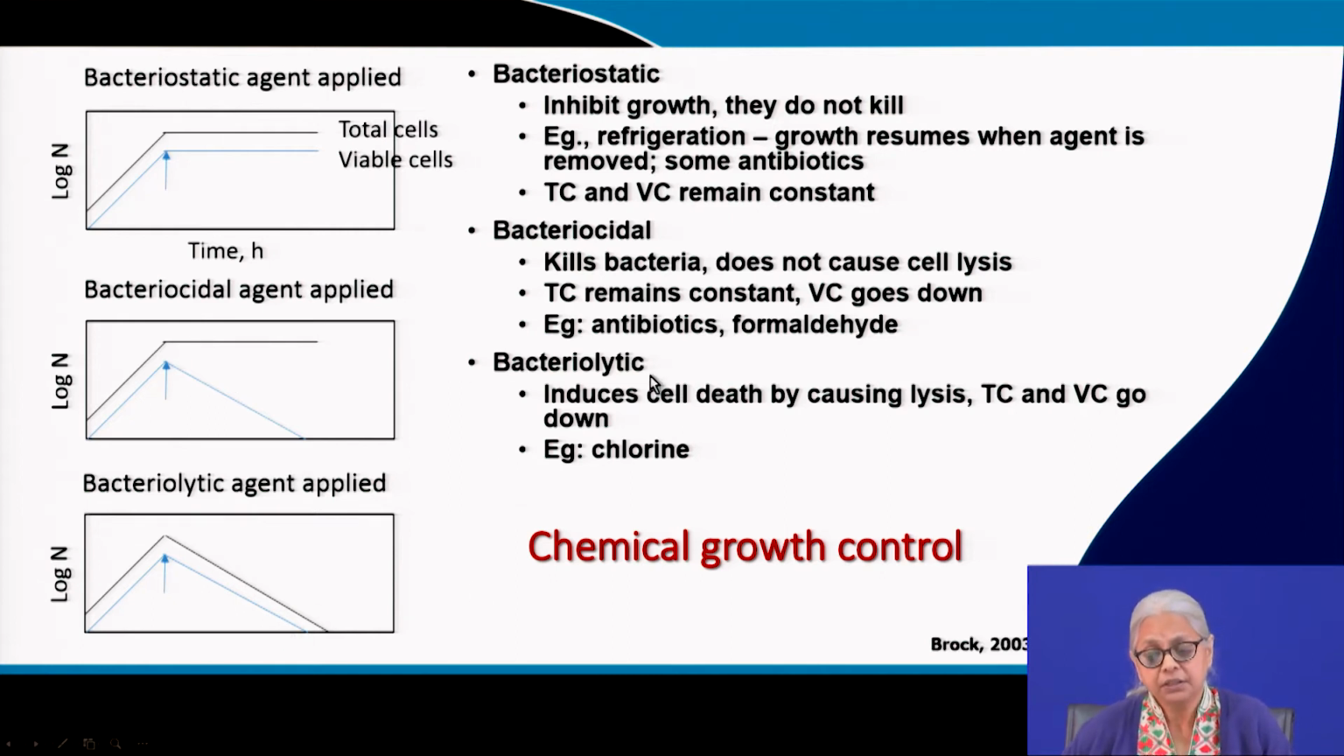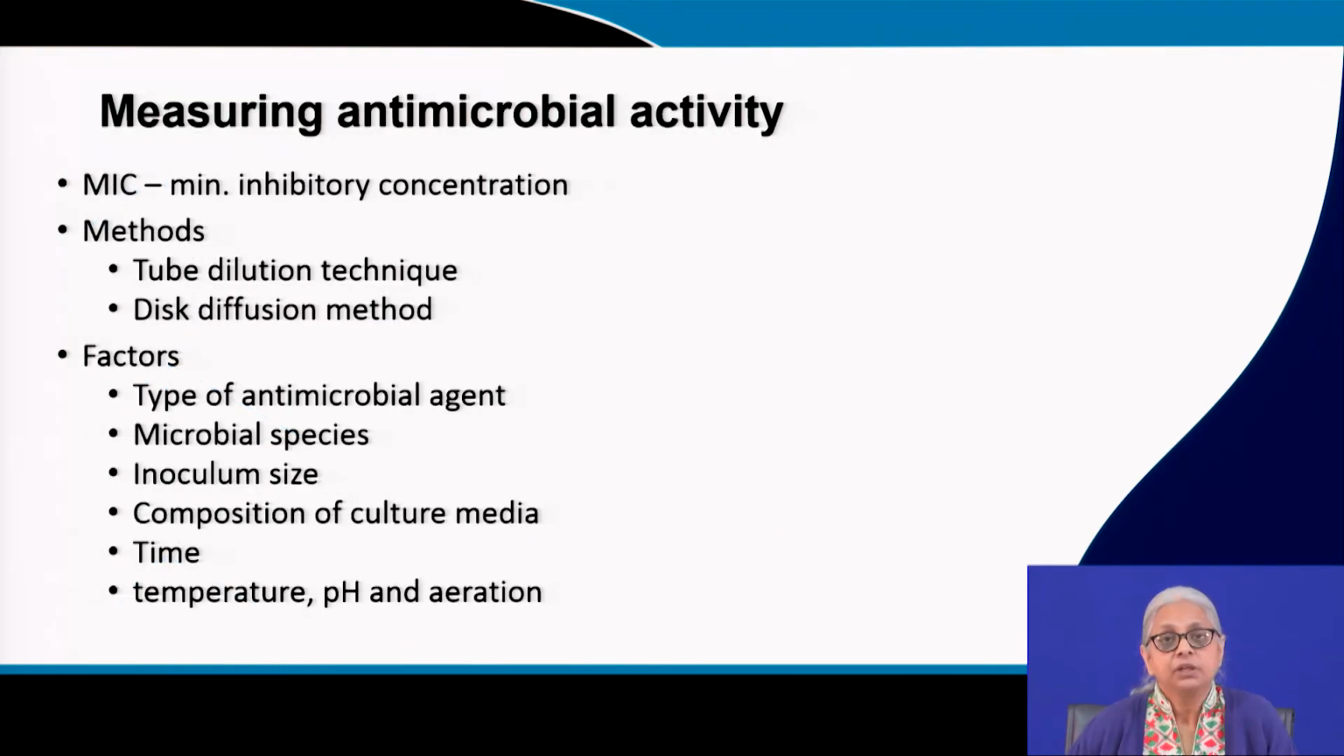Then we go to bacteriolytic agents. So let's say we use chlorine or ozone. What will happen? They will damage the cell, they will cause lysis of the cell, and both TC and VC both will go down. Then we come to measuring antimicrobial activity.